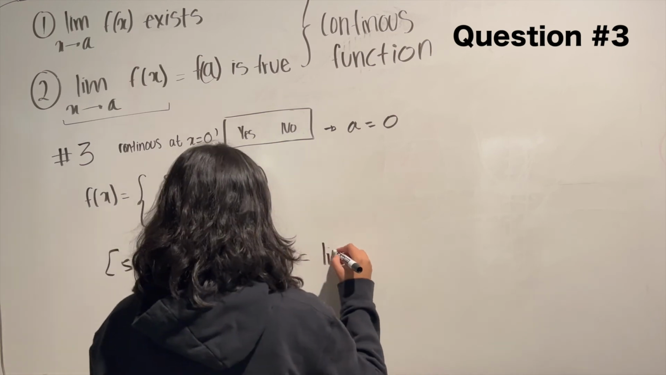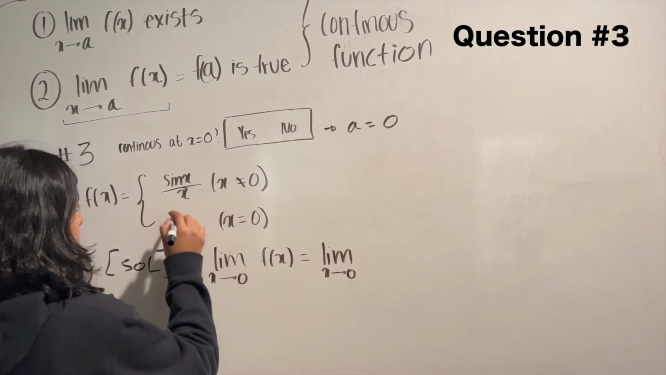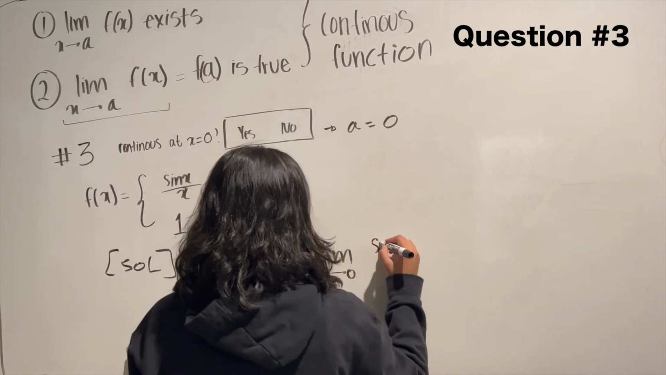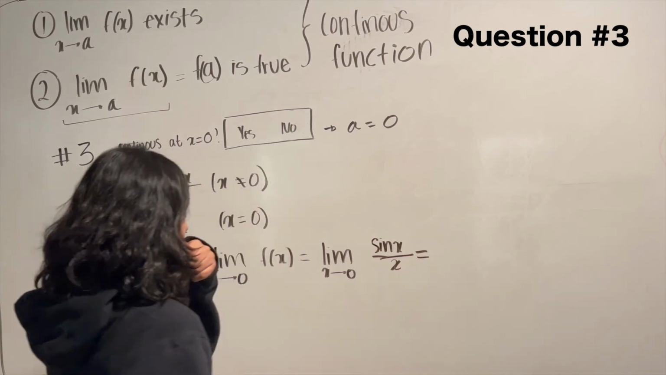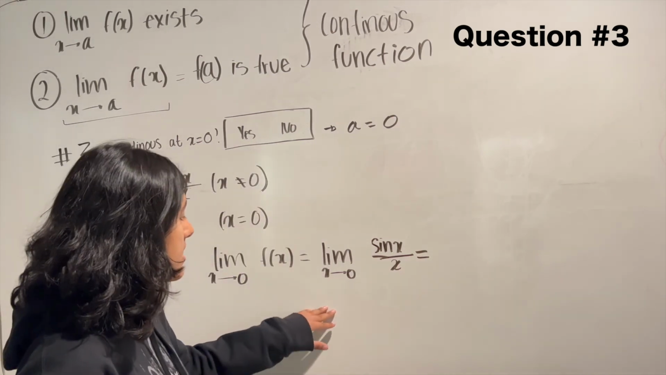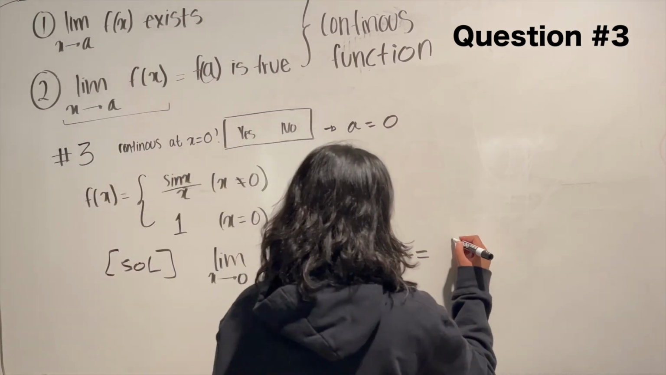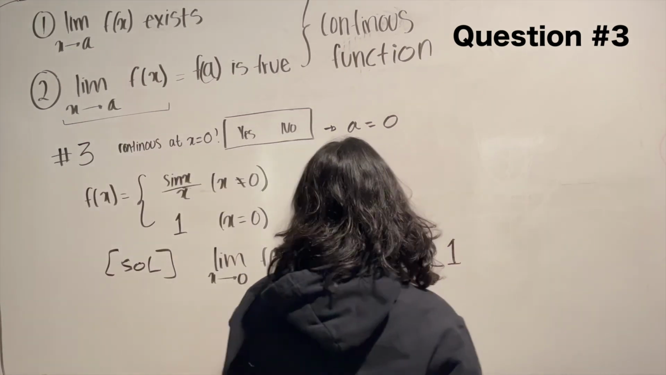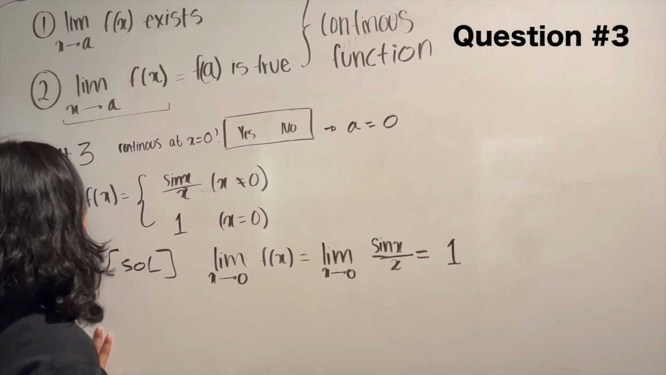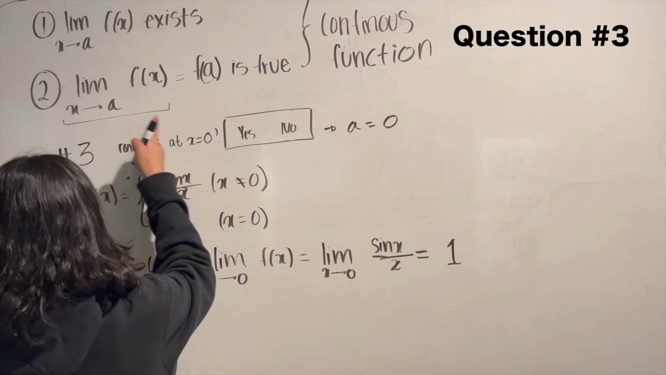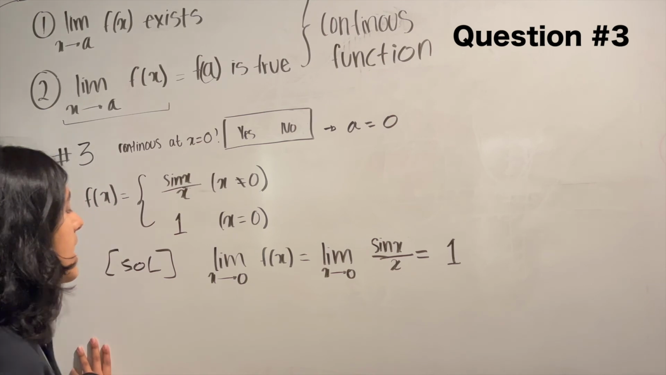That is equal to the limit as x tends to 0, and we use this one, so we get sine x over x. And in my previous video, I said that the limit as x tends to 0 of sine x over x is always going to be 1. And now we can move on to our second condition. Our second condition is essentially this, which we already did. And we found out that the limit exists at x equals 0.